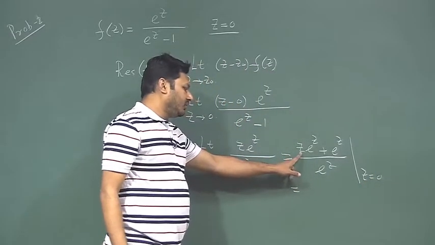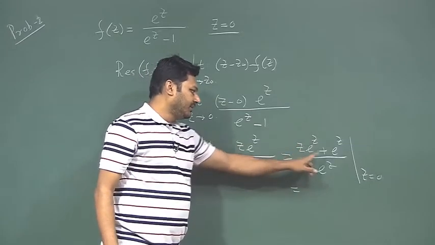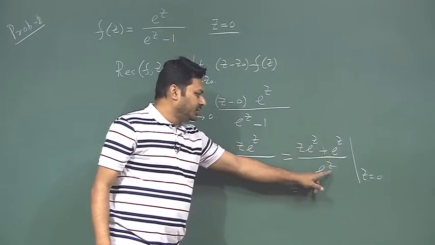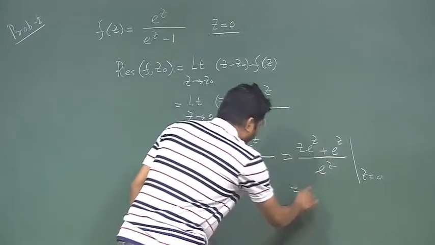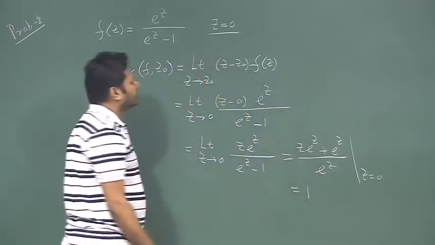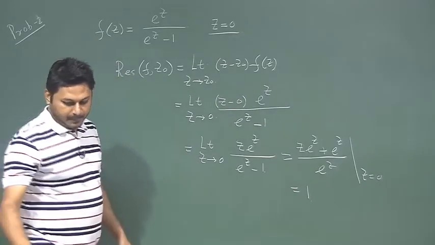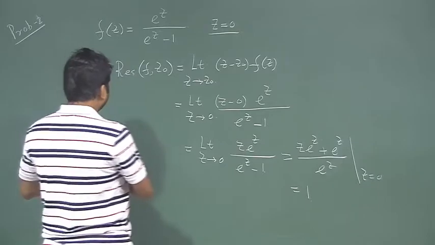So, if you put z equal to 0, this term is going to vanish, e to the power z at z equal to 0 will be 1, and the e to the power z in the denominator will also be 1. So, just 1 in our hand. So, the residue of these things comes out to be 1. Okay. Now, go to the next problem.